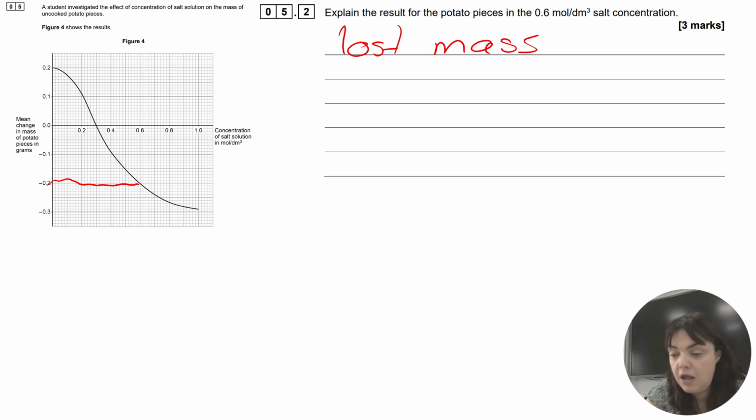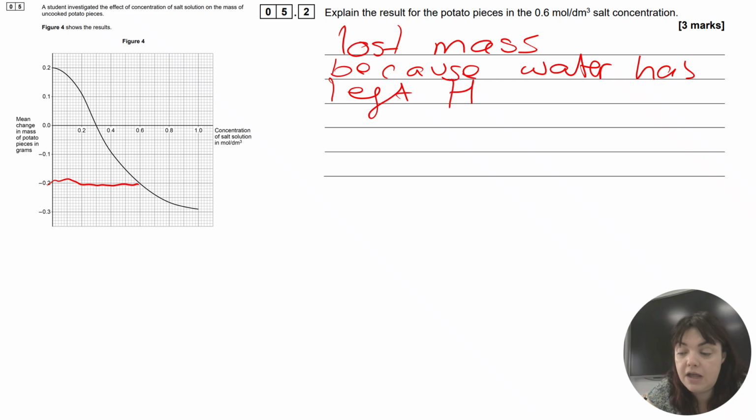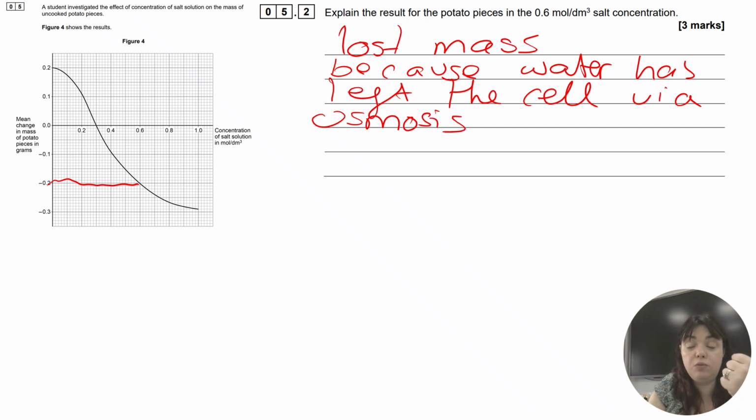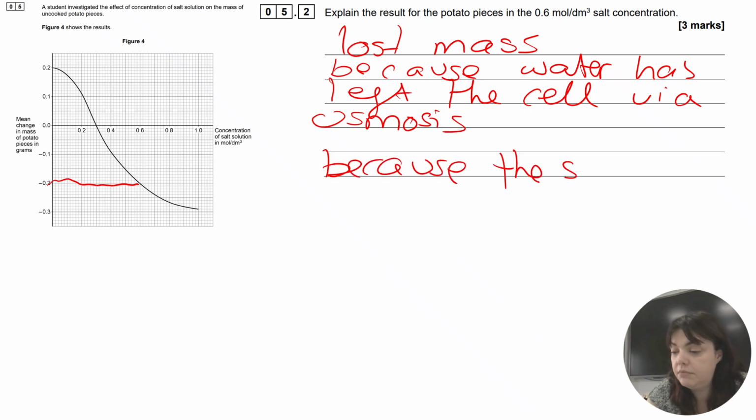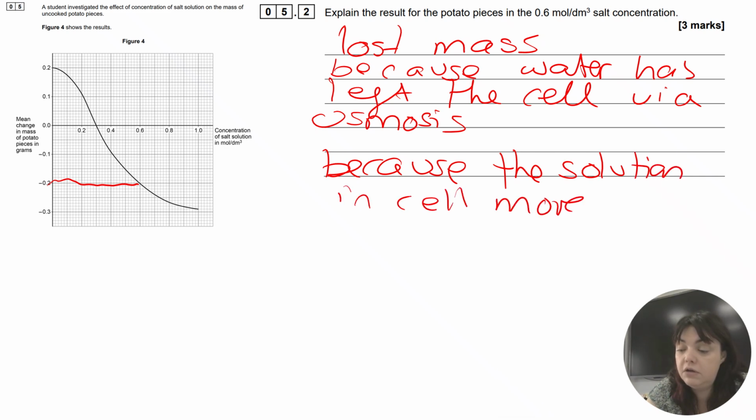It's lost mass because water has left the cell via osmosis. Okay, so straight off we've got 2 marks there. Lost mass because the water has left the cell via osmosis. Okay, and then we need to say because the solution in the potato cell is more dilute than outside. In the cell is more dilute than outside the cell.